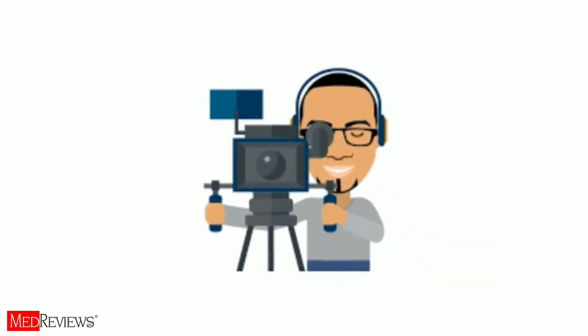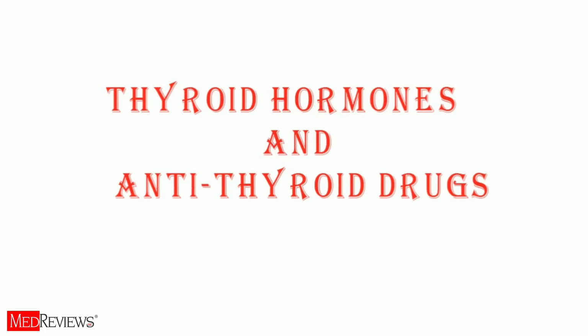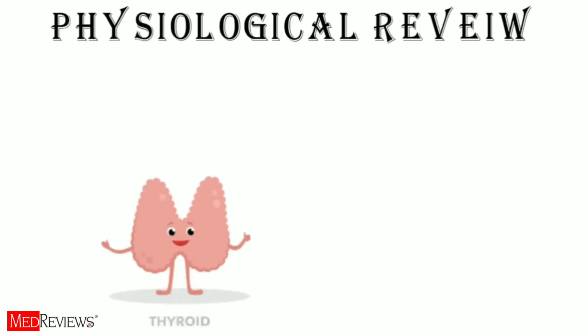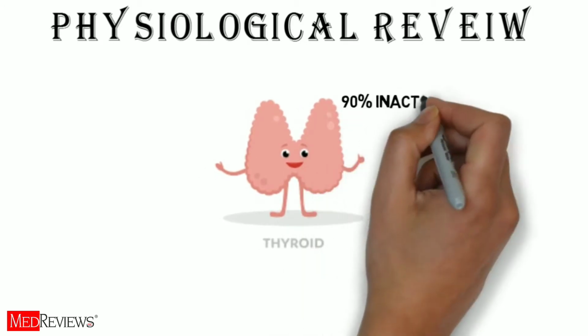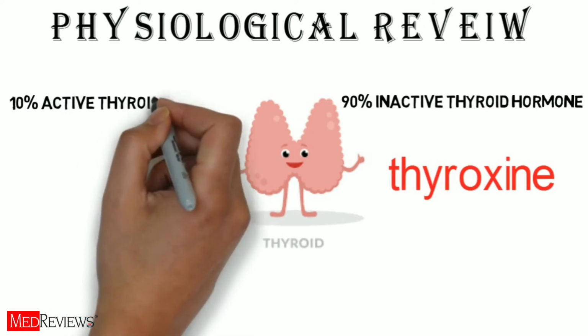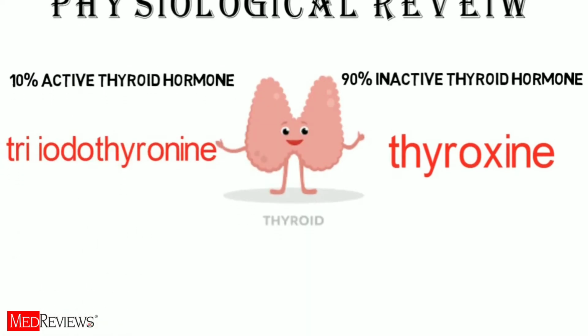Hello. In this video we talk about thyroid hormones and anti-thyroid drugs. Okay, we will start with a quick physiological review of the thyroid. The thyroid produces approximately 90% inactive thyroid hormone, or thyroxine, and 10% active thyroid hormone, or triiodothyronine.